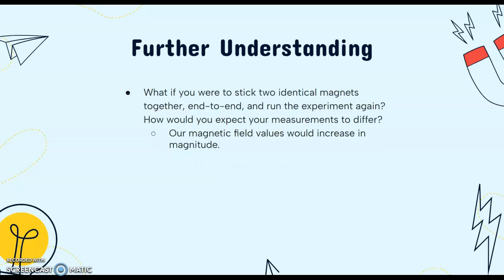And what if you were to stick two identical magnets together end to end and run the experiment again? How would you expect your measurements to differ? Our magnetic field values would increase in magnitude.